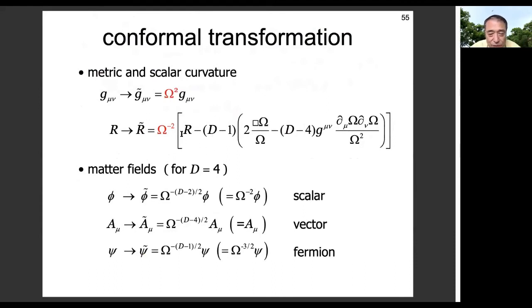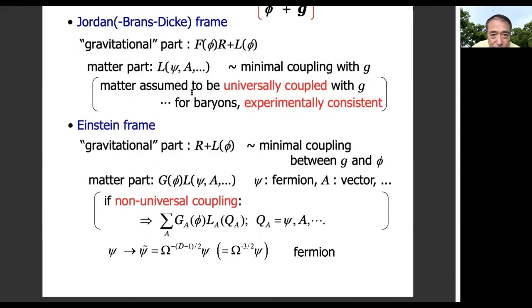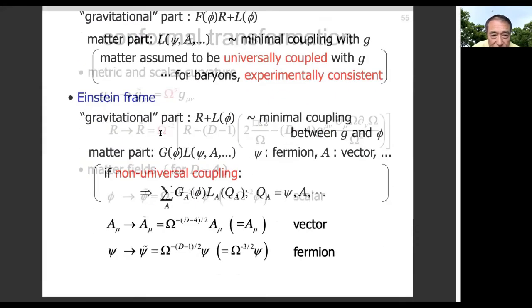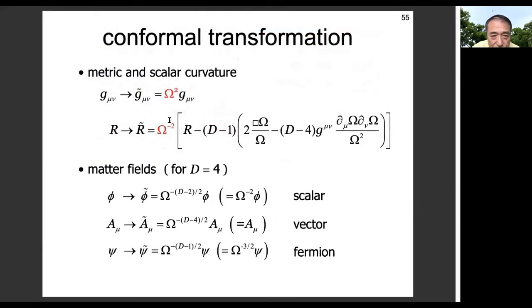Oh, by the way, maybe I should have shown this before the Jordan frame and Einstein frame. For example, if you start from here, and you identify this f with omega to the minus square, then the resulting space will have some Ricci scalar, which is simply given by this formula. But this is just a standard thing. Maybe I don't actually need to write it down.